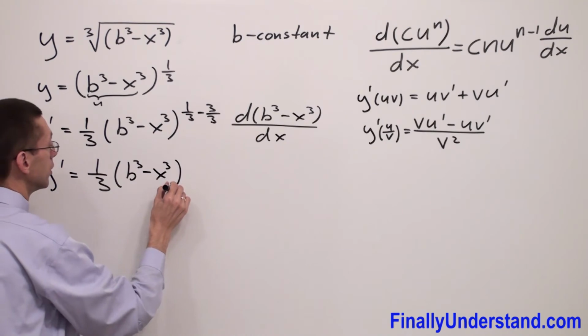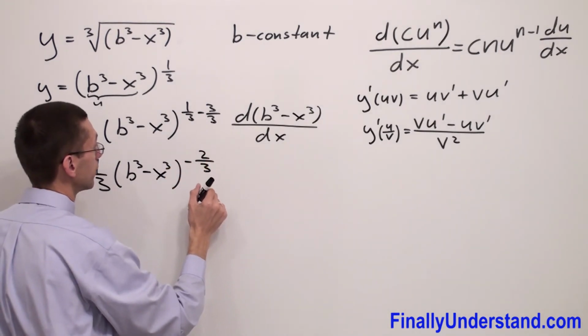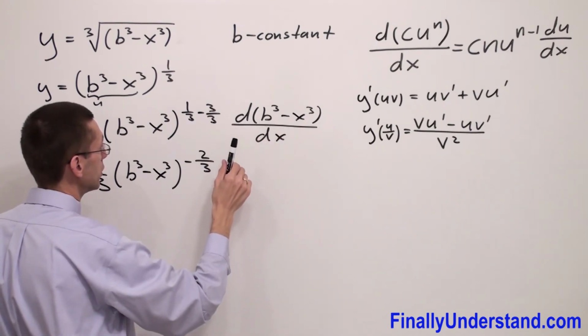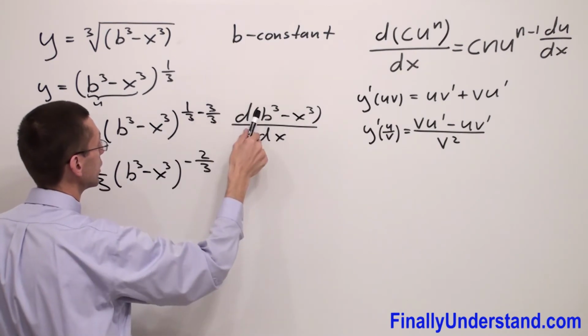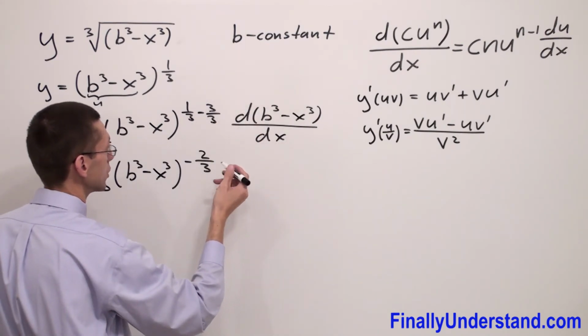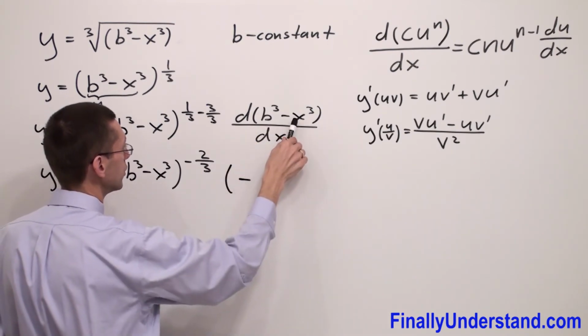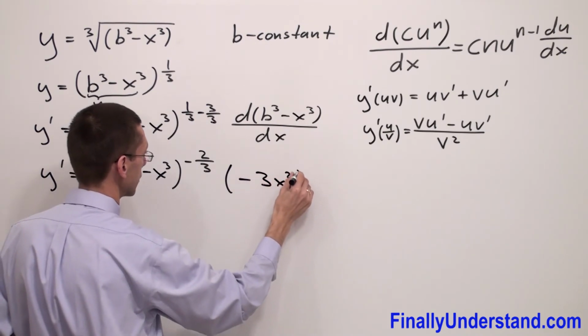Okay, so I have y prime is equal to 1/3, and I have b to the third minus x to the third to the negative 2/3, and I have the derivative of the difference. So the derivative of a constant, because b represents a constant, is equal to 0. So I'm not going to write it. Just copy down the negative sign. The derivative of x cubed is 3x squared.